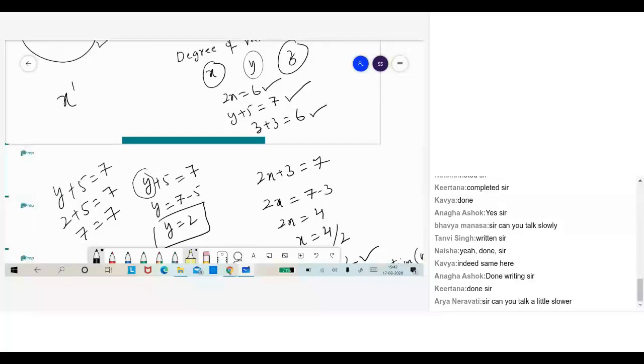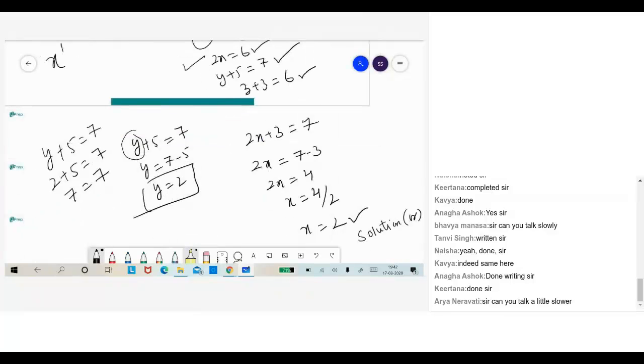Take this example, 2x is equal to 6. How will you find x? Obviously, you will divide 6 by 2. 6 by 2 is 3. x is equal to 3 is the solution of this equation. Another example, y plus 5 is equal to 7. Send this 5 to the other side. Plus 5 goes to the other side and becomes minus 5. 7 minus 5 is 2. So y is equal to 2 is the solution.